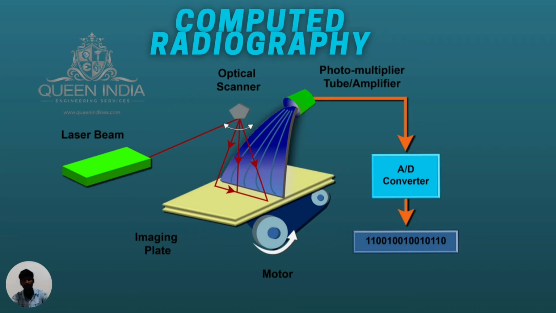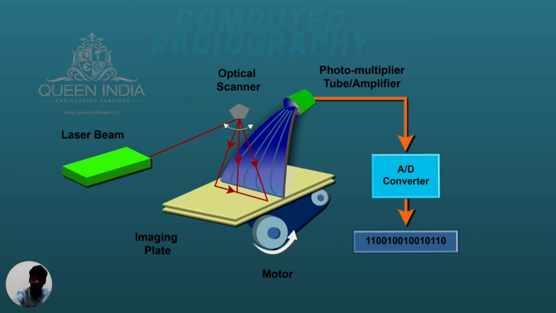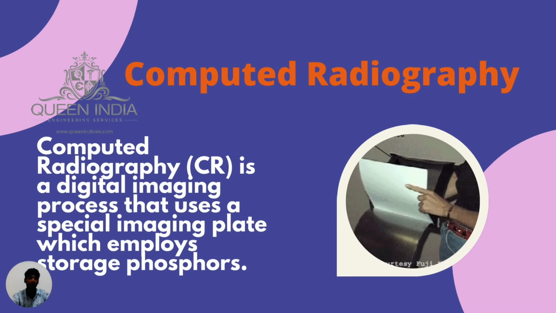In one process, the laser beam is directed at the object. The laser light is produced on the image plate, and the photomultiplier tube is connected to the AD converter, and the AD converter produces the image. This is computed radiography, CR.